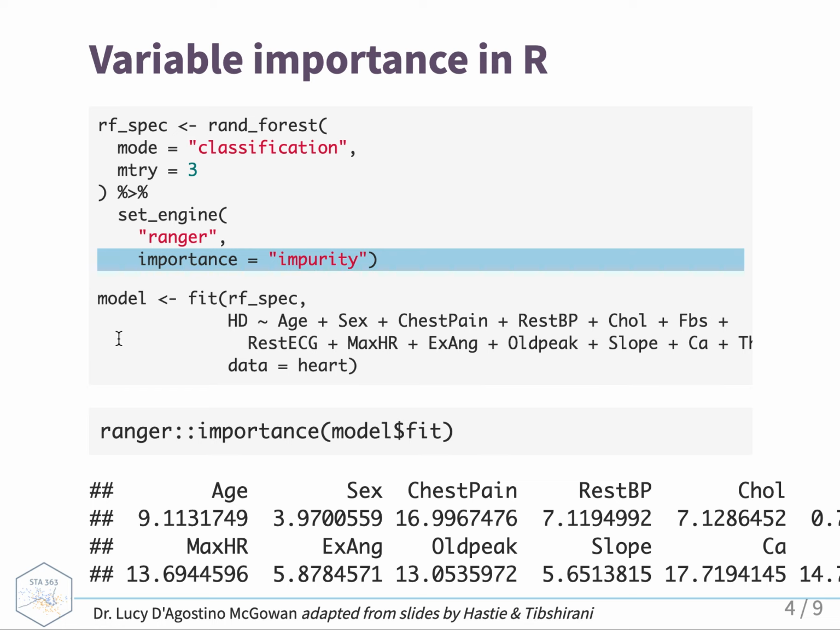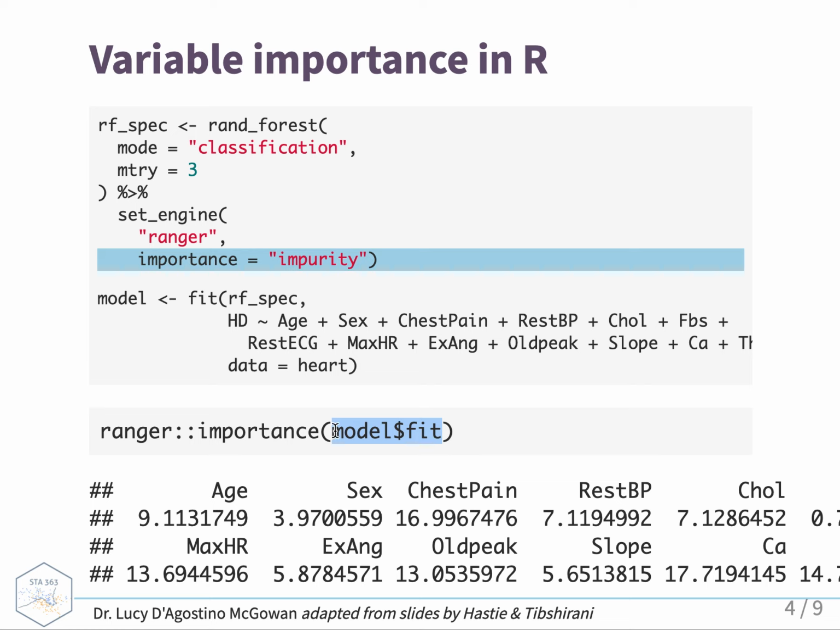Then to pull out the importance of each individual variable, we're going to use a function called importance that comes from the ranger package. I'm not sure if I've shown you this before, but if you use these two colons, it's shorthand for saying I would like to use this function from this package. The thing to the right of the two colons is the name of the function, and the thing on the left is the name of the package. Then you plug in model$fit because we want to pull out the fit portion of this model and plug it into that function.